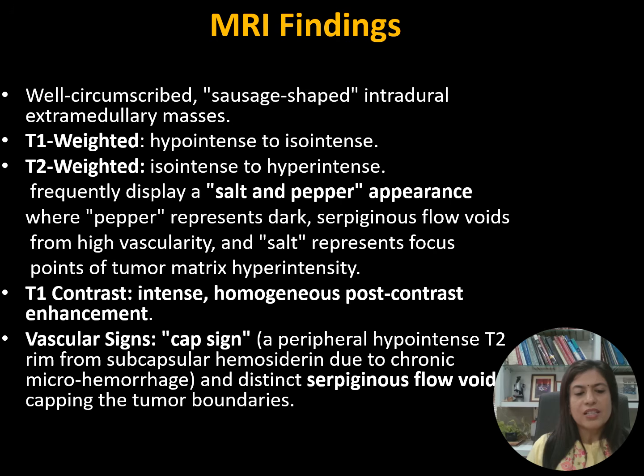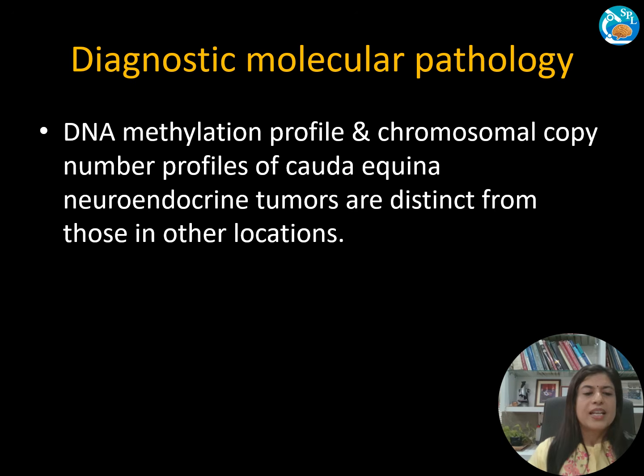On T1 contrast, these demonstrate intense homogeneous post-contrast enhancement. For vascular signs, the cap sign should be looked for, that is a peripheral hypointense T2 rim from subcapsular hemosiderin due to chronic microhemorrhage and distinct serpiginous flow voids capping the tumor boundaries. DNA methylation profile and chromosomal copy number profiles of Cauda equina neuroendocrine tumors are distinct from those in other locations.